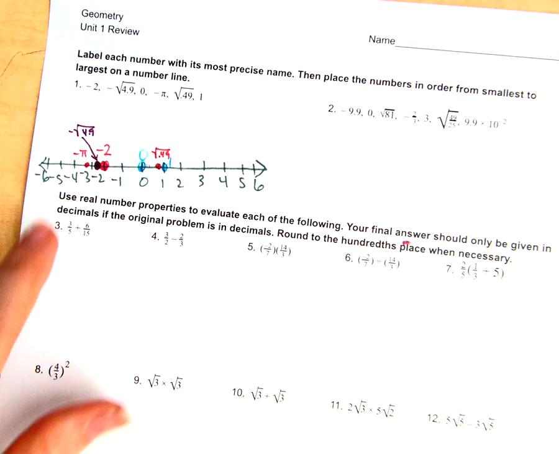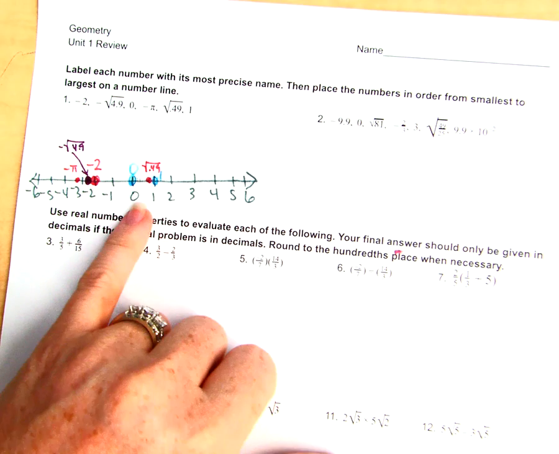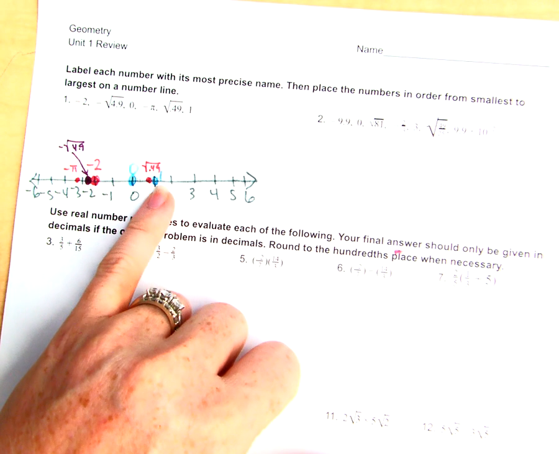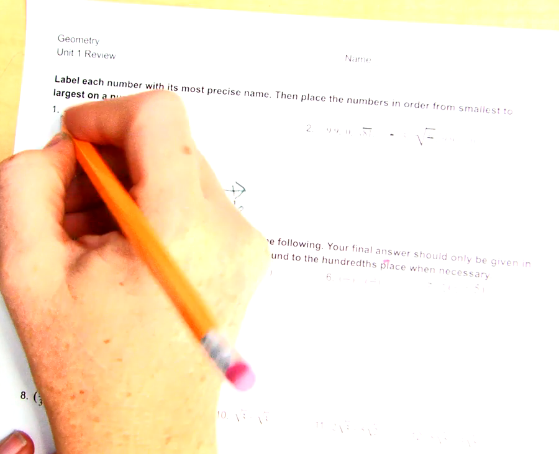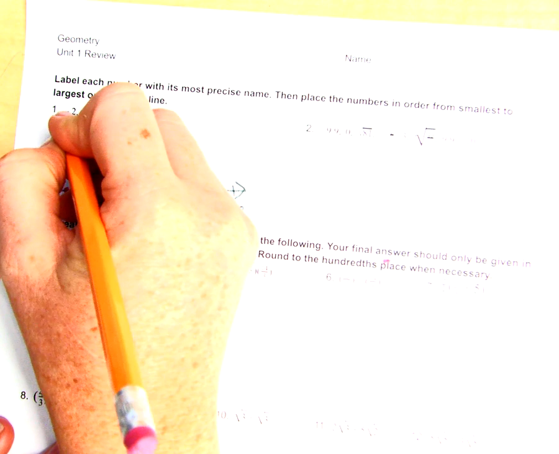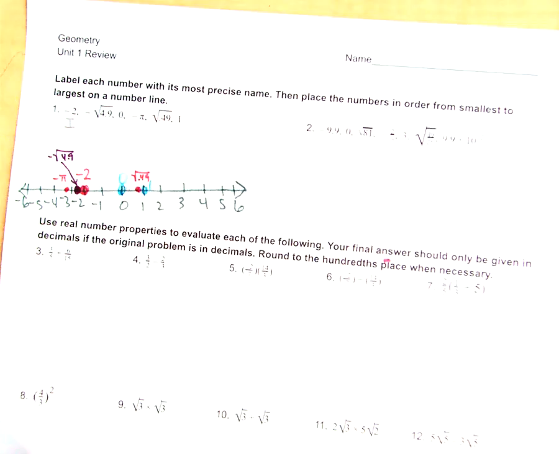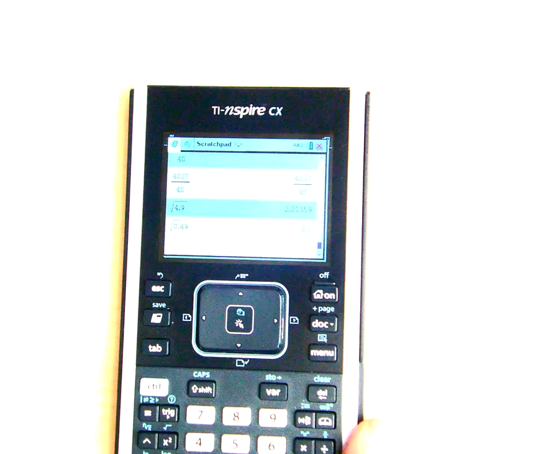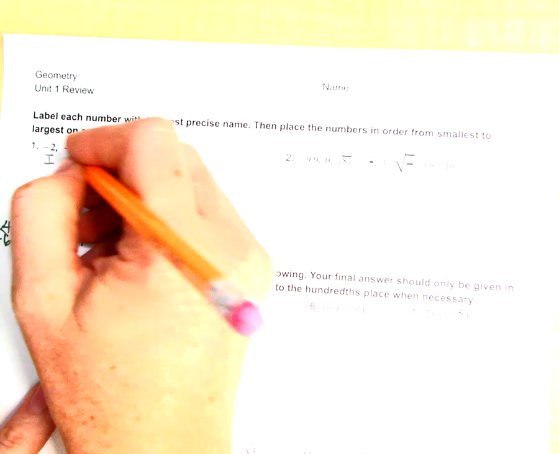Okay, so you can see the order here would be negative pi, negative square root of 4.9, -2, 0, square root of 0.49, and 1. Okay. If I'm going to name them by their most precise name, -2 is a negative whole number, so it's an integer. The negative square root of 4.9, when I put it in the calculator, was a never-ending non-repeating decimal, so it was irrational. So this guy right here, he was irrational.